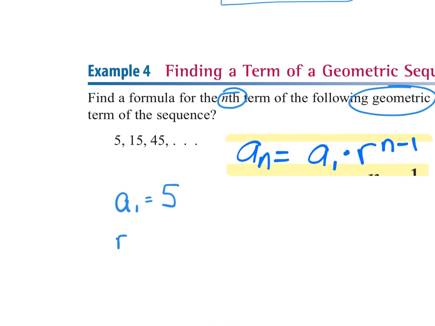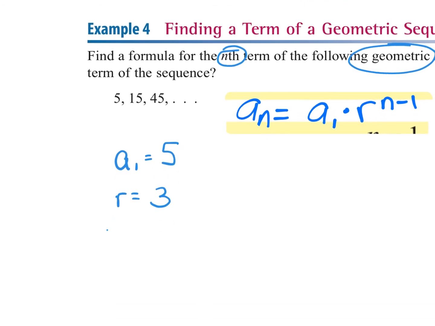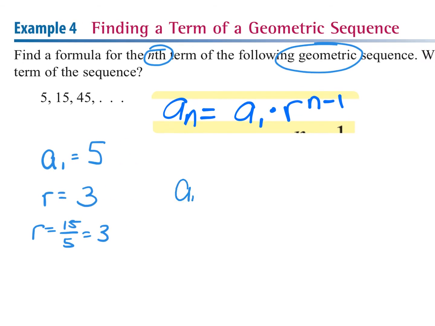Now I have to find my common ratio. 5 times what is 15? 3. So your common ratio is 3, right? If you didn't see that right off the bat, if that did not just jump out at you, remember you can say that your common ratio is the second term divided by the first term, which is 3. Recognize it or figure it out, whatever you guys want to do. So we found r. So now I'm going to write the rule. My rule is a sub n equals, first term is 5 times 3 to the n minus 1.